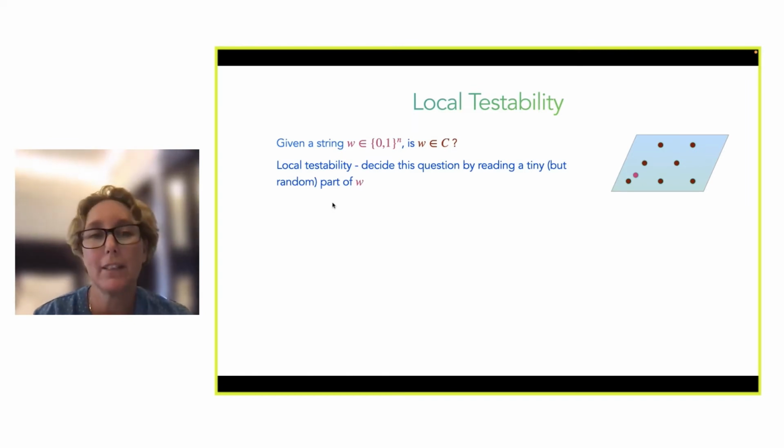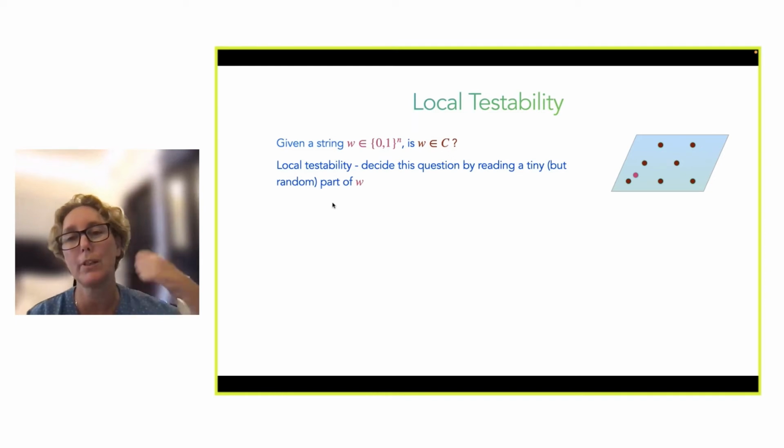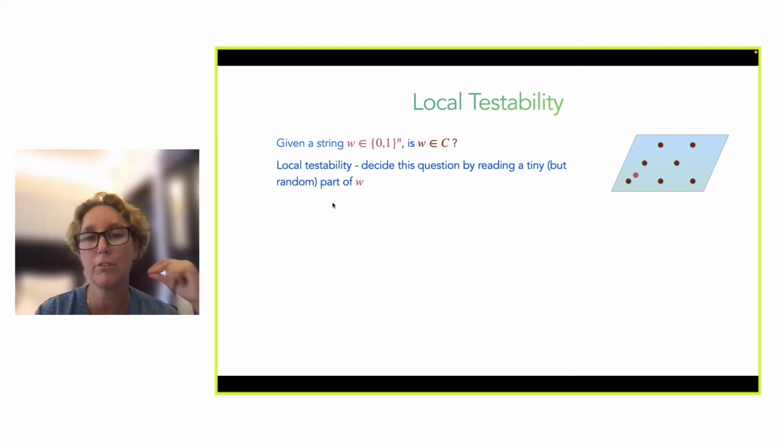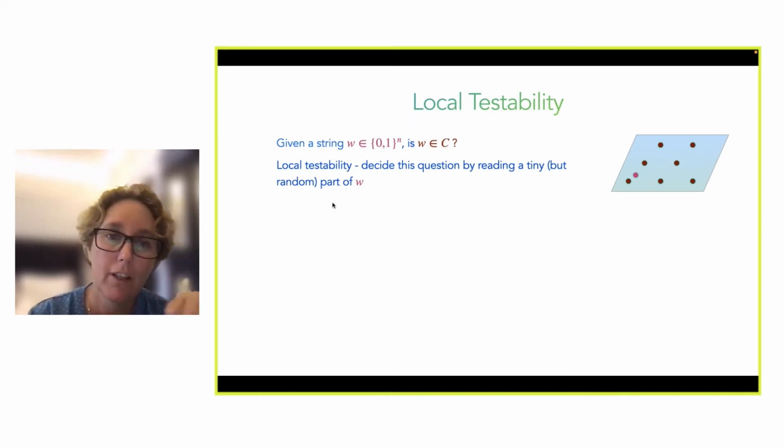Maybe it's analogous to our discussion of PCPs, where you're given an assignment to a three-sat formula, and you need to check, is it a satisfiable assignment or not? But just like in PCP, you didn't want to read the entire thing and check, you want to do it very quickly with a constant number of checks. Also here, you want local testability. You want to decide this by reading a tiny part of this n-bit string.